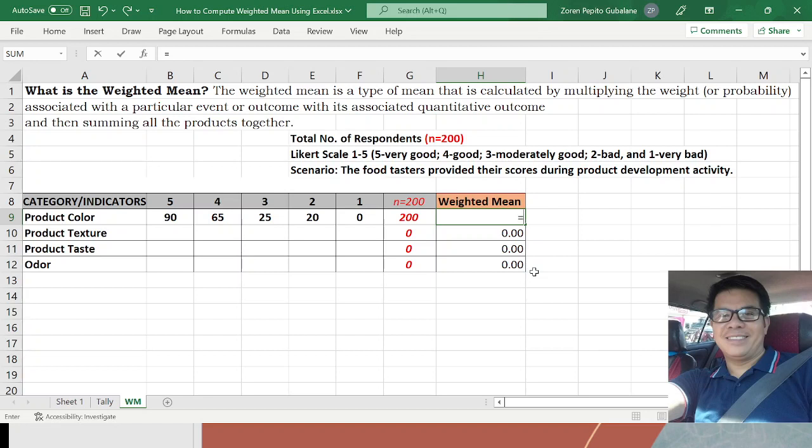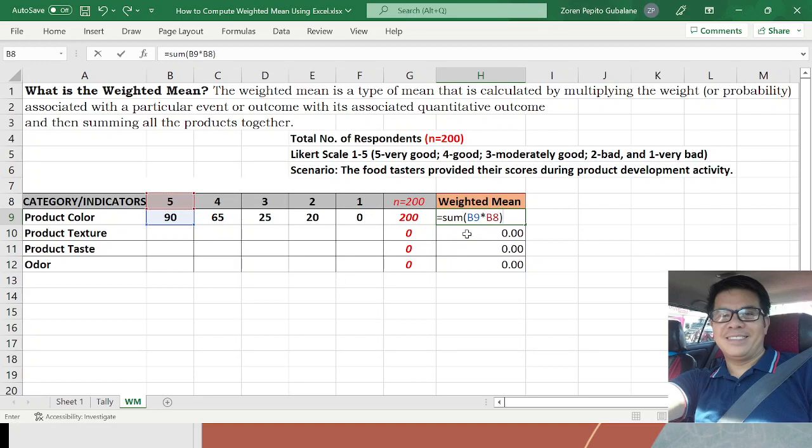Type equal sum, then open parentheses, and open parentheses again. Then we are going to take the first combination, which is scale 5 and 90. So let's have 90 multiplied by 5. This one. So open.